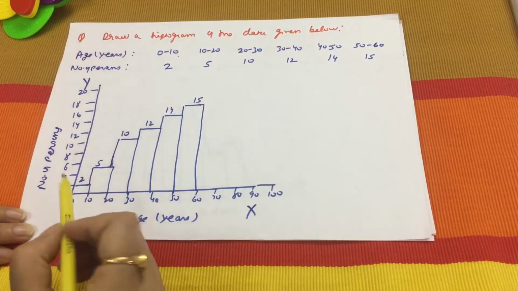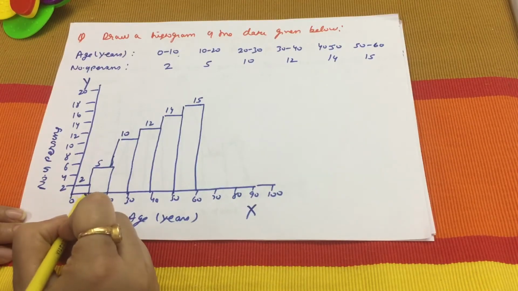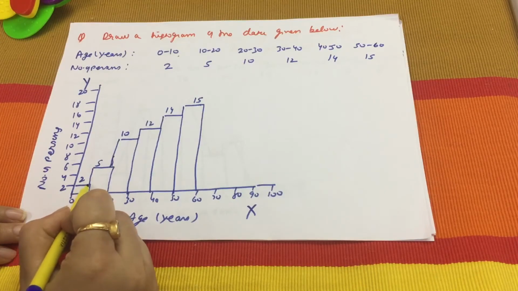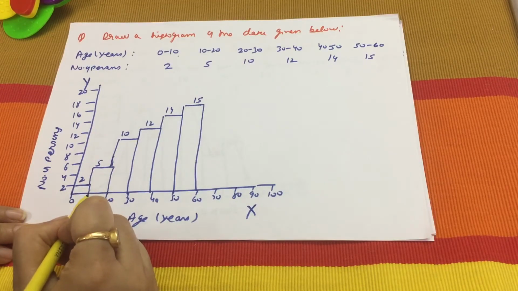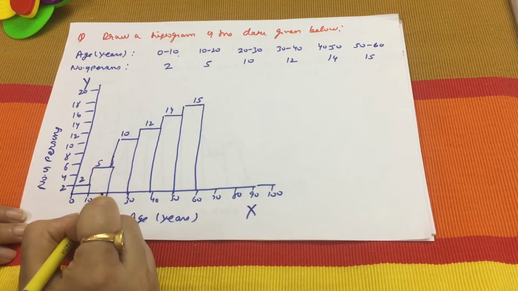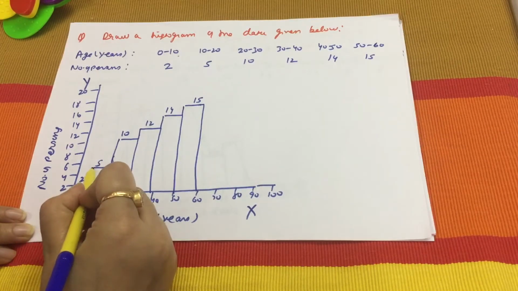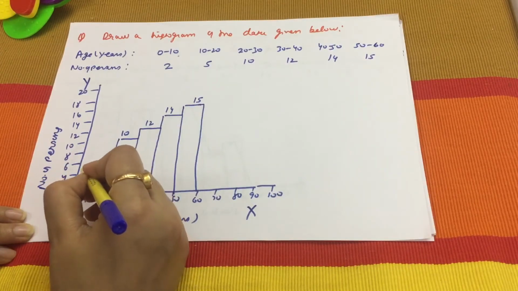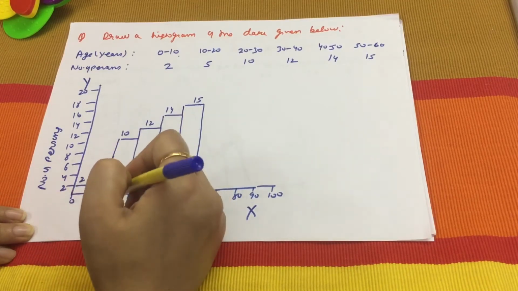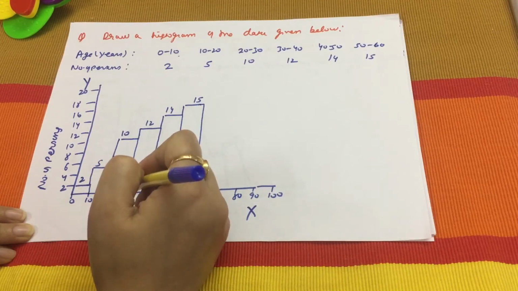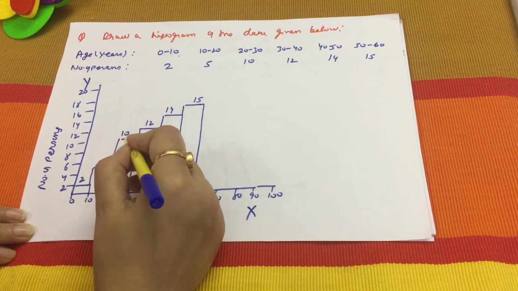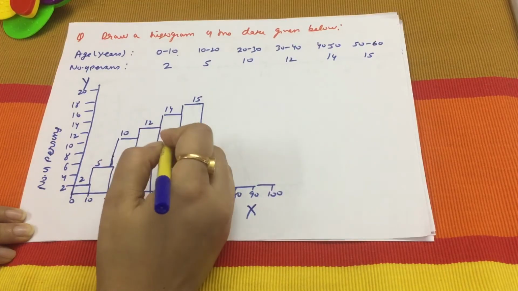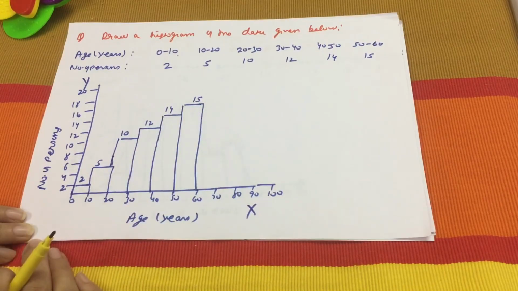So now how will you plot it? See, with the class interval of 0 to 10, how many persons are there? 2. So you have to make one rectangle by joining the points. Now with the class interval of 10 to 20, 5 persons are there. So plot a rectangle in front of the point 5. Now again with 20 to 30, 10 persons are there. So make another rectangle in front of the 10 point by joining these 2 points. Now this is how you will construct your histogram.